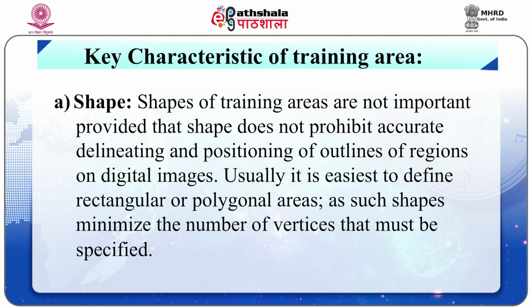Key characteristics of training areas are, first, shape. Shapes of training areas are not important provided that the shape does not prohibit accurate delineating and positioning of the outlines of a region on digital images. Usually it is easiest to define rectangular or polygonal areas. As such, shapes minimize the number of vertices that must be specified.